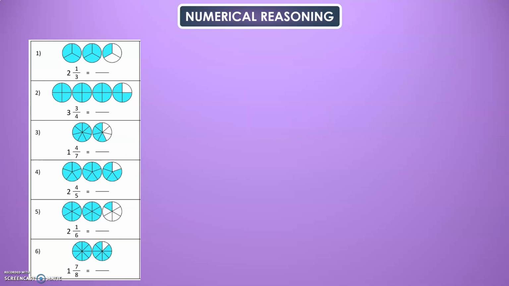So if we take a look at this question here, the first one, we've got 2 1/3, so we've got 2 whole circles that are shaded in, and a third, because there's 3 parts in the circle. So what would that be as an improper fraction? We've got 1, 2, 3, 4, 5, 6, 7. So it'd be 7 over 3, because each circle is divided into 3 parts. Have a go at the rest of the questions up to 6 and see how you get on.